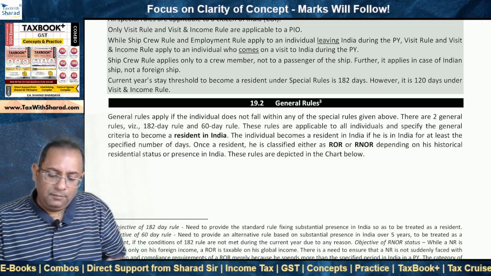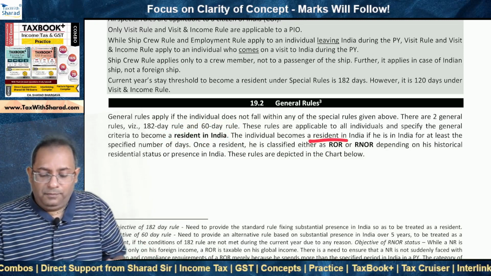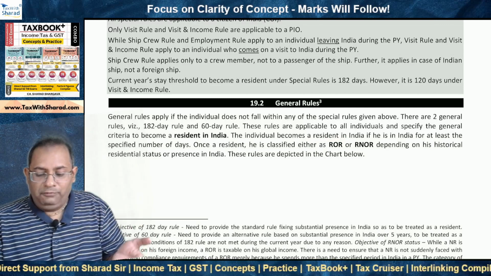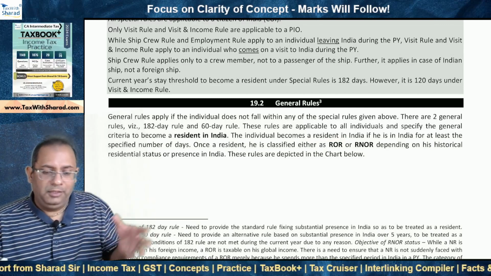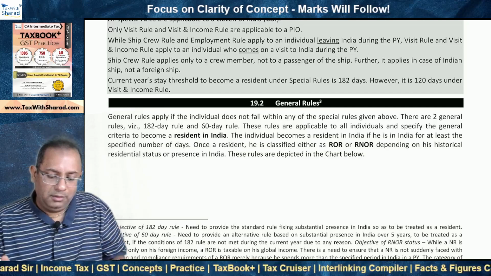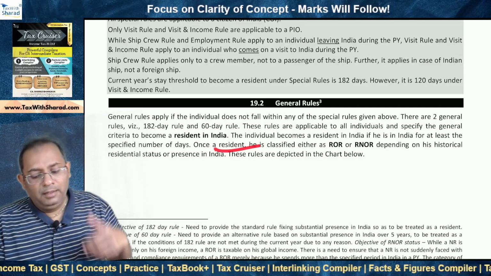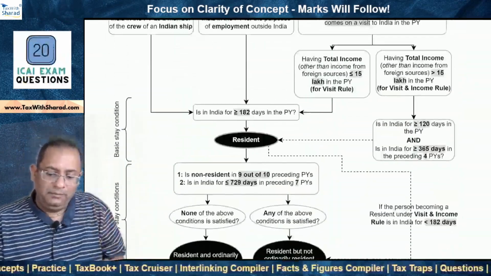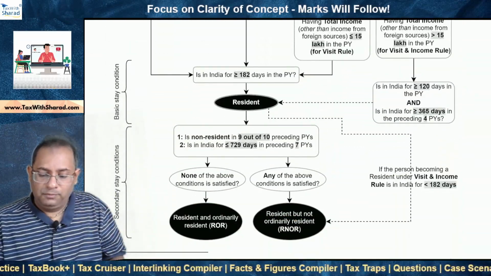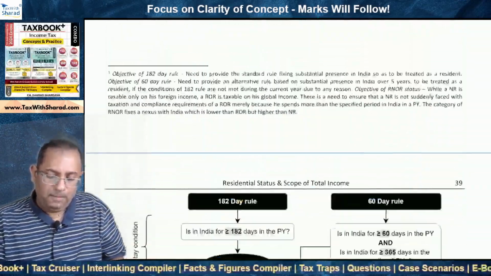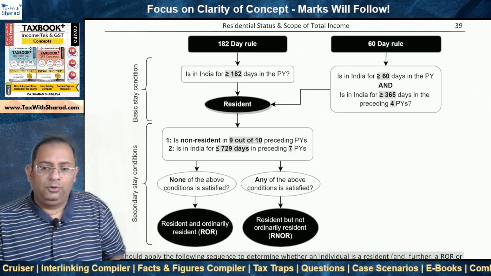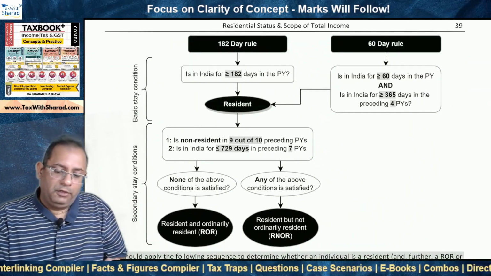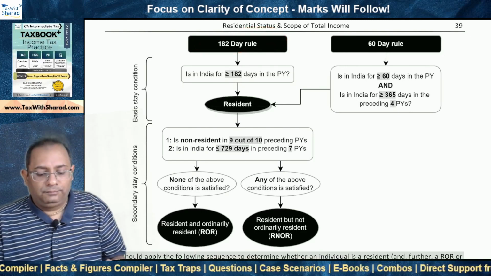The individual will become a resident in India if he satisfies the stay conditions, or the presence in India conditions, under those general rules, and once a resident, he will then be classified as ROR or RNOR in the same way that we saw under the special rules. Now we look at the two general rules. First, we look at the 182-day rule.